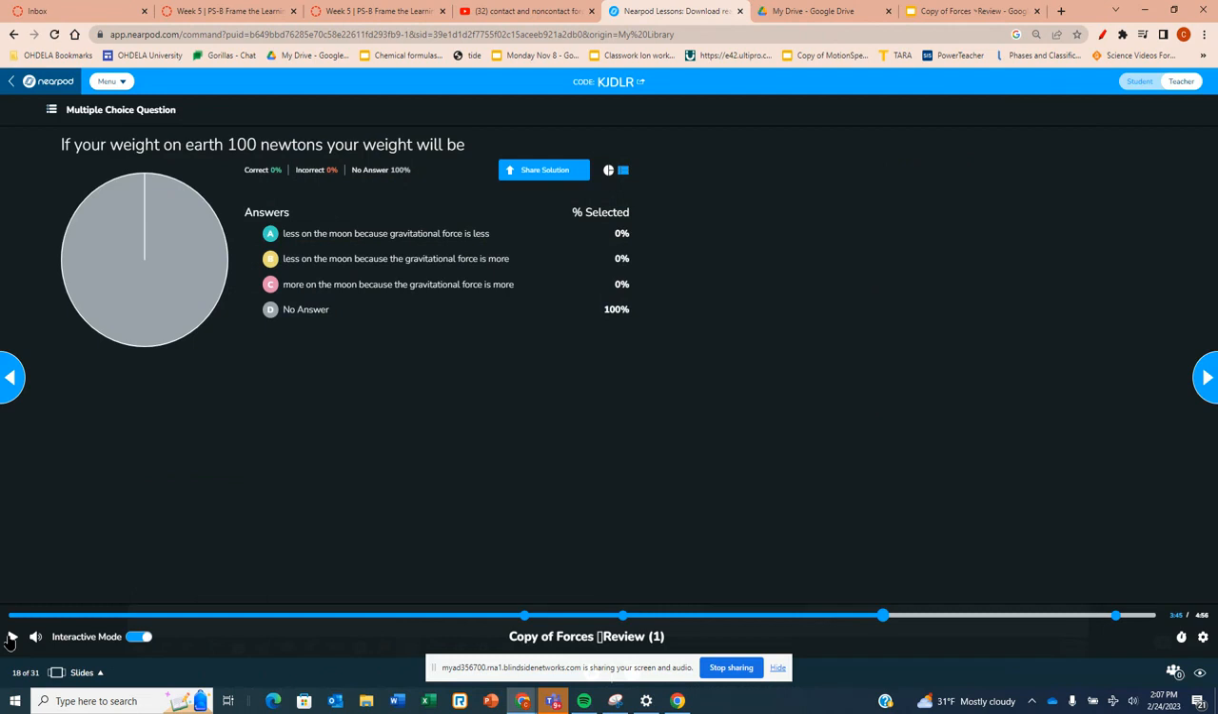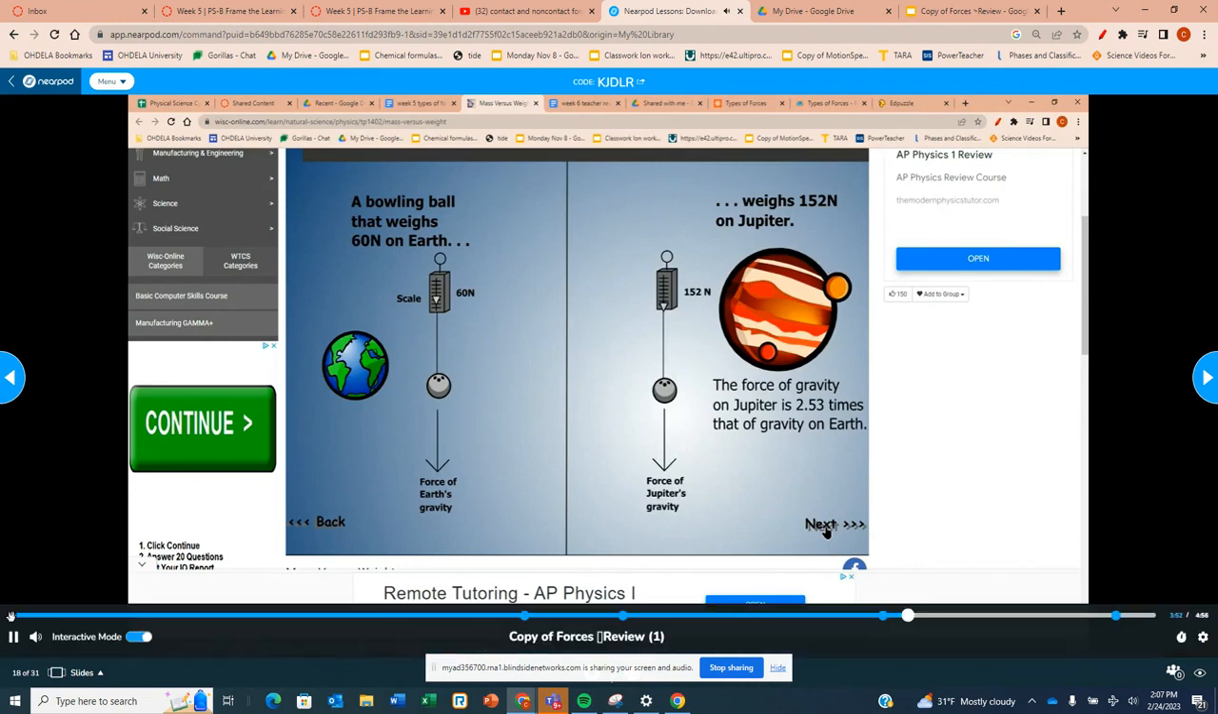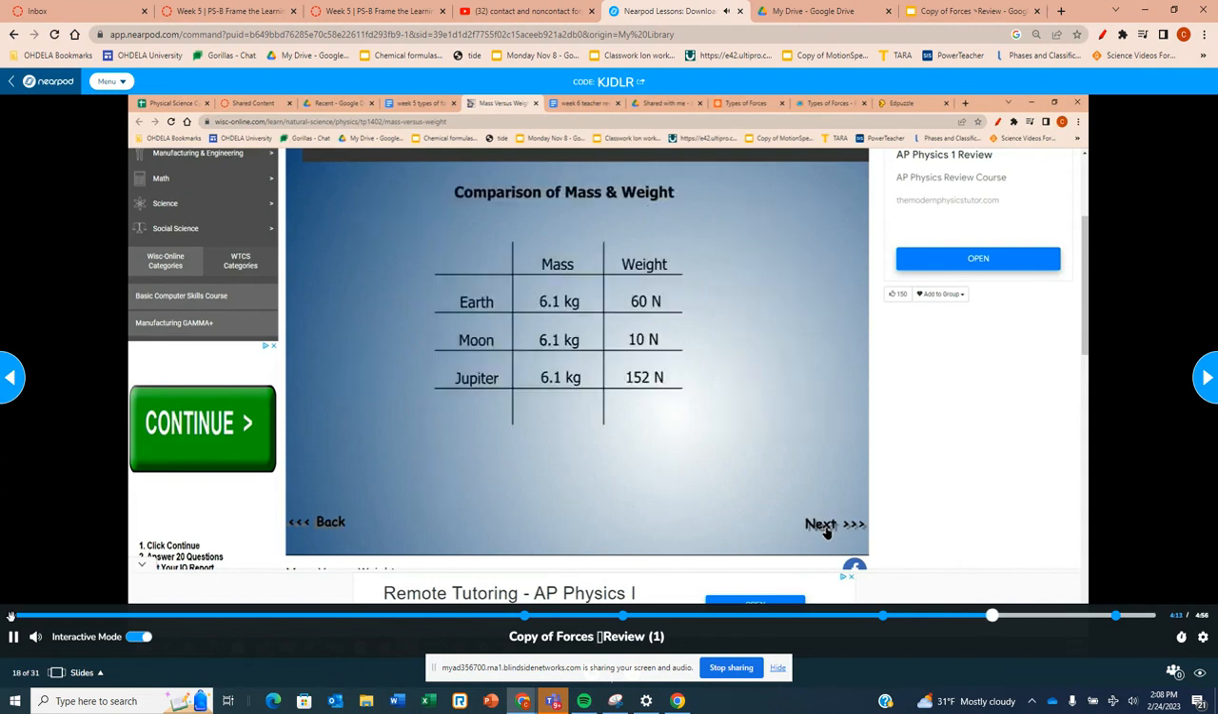So because of gravity, the weight in newtons changes. But on Jupiter, it's 152 newtons. The force of gravity on Jupiter is 2.53 times the gravity of Earth. So if you were to go to Jupiter, you would weigh 2.5 times more than you did on Earth. So the bowling ball has not changed its mass, but it changed its weight because of gravity.